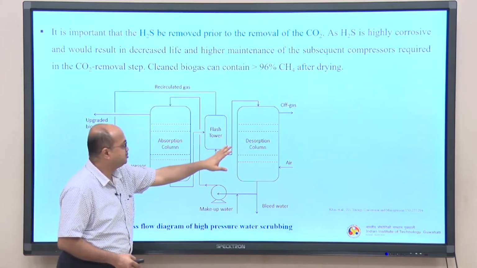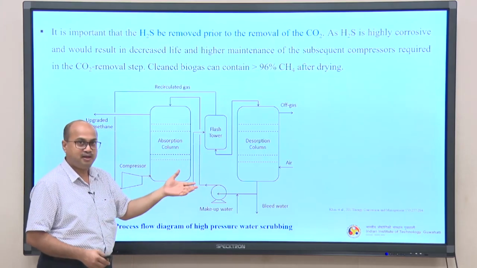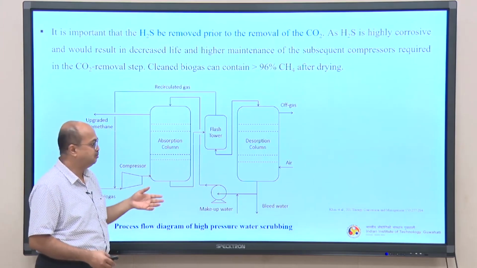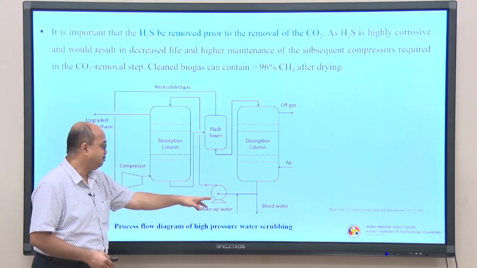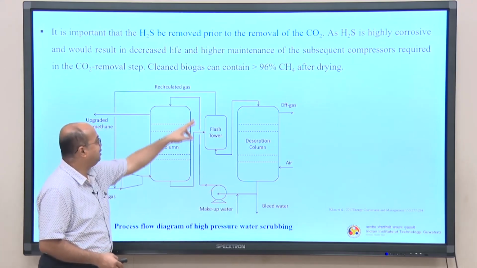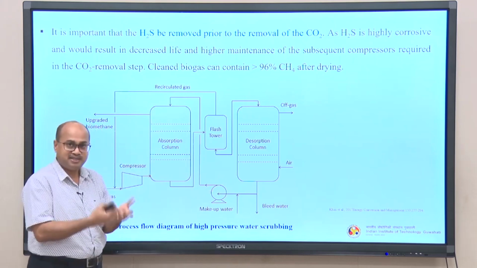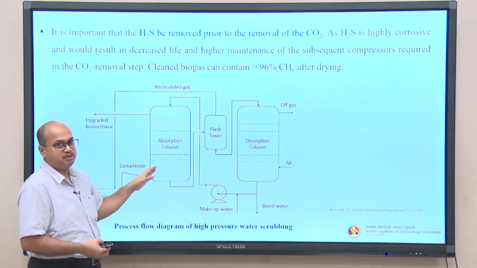When you go for the desorption column, air will be utilized to do the desorption, and whatever is coming, the bleed water and makeup water is being added, and it is basically pressurized and fed to the absorption tower.